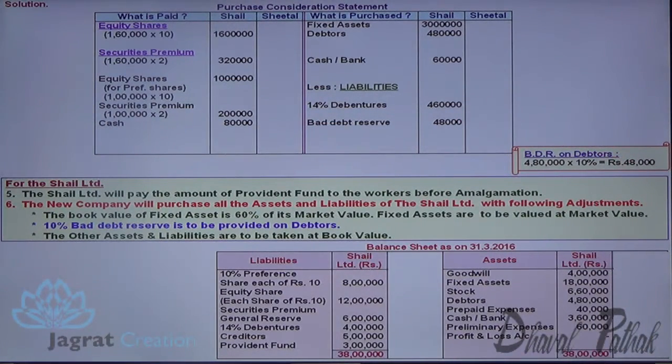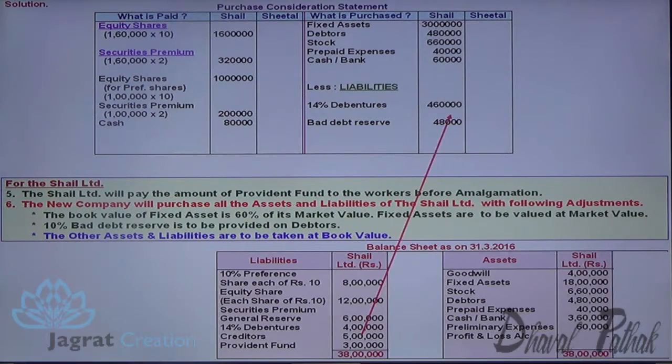Now, other assets and liabilities are to be taken at book value. So which are the other assets? Goodwill is going to be found out because I am given the details of net payment, total payment. Stock is purchased at 6,60,000. Debtors done, prepaid expense is 40,000. Cash and bank is already recorded. Preliminary expenses you can't purchase. So this is how assets are purchased.